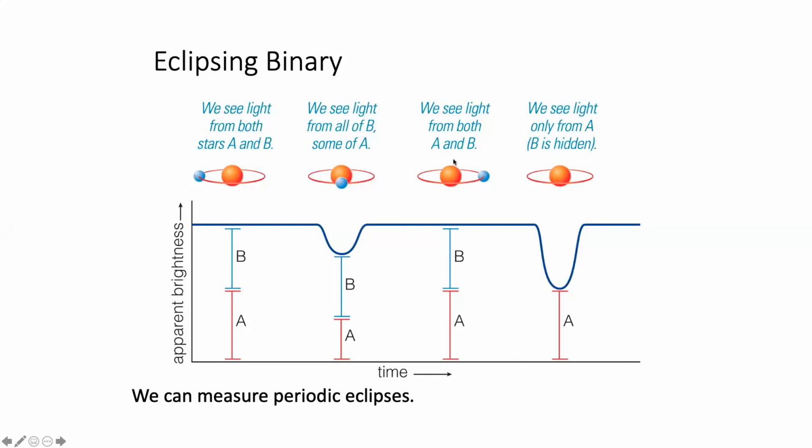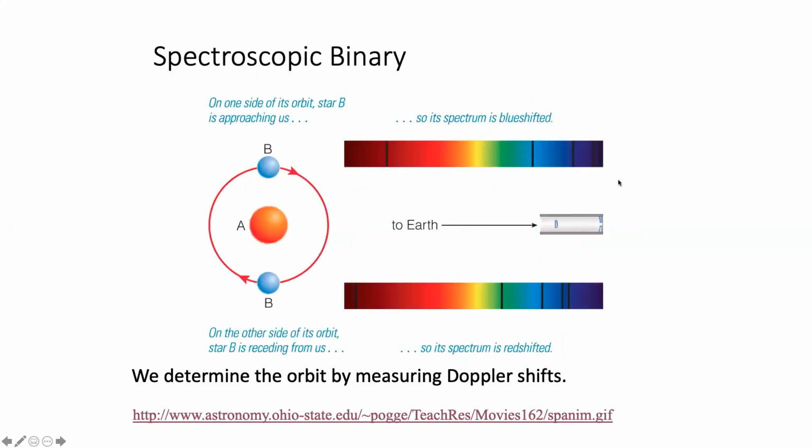Then we have a spectroscopic binary. Here, we're looking at star A, which is very, very massive, which is why it pretty much stays at the center of star B's orbit. Star B is orbiting around star A clockwise from this perspective. And all the way on the right, somewhere down here, is a telescope on Earth. This telescope would be much farther away.